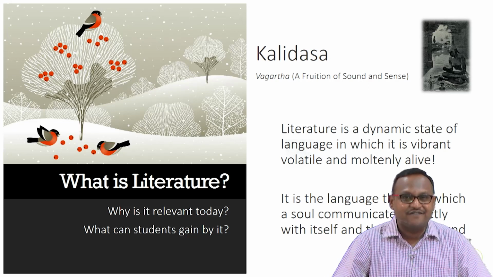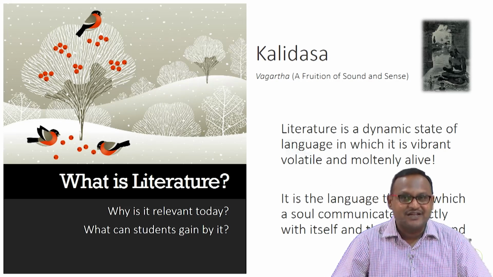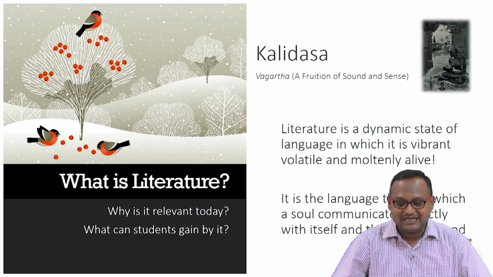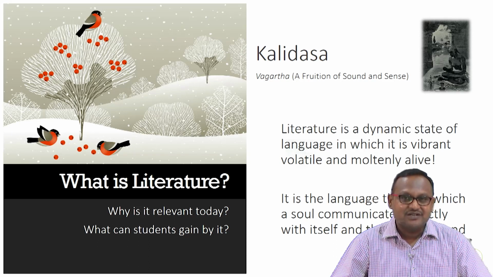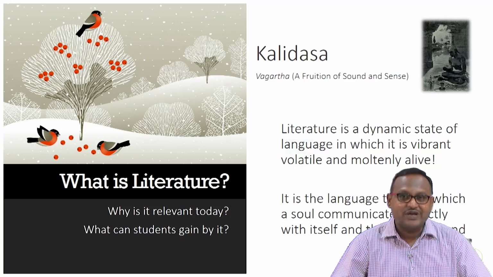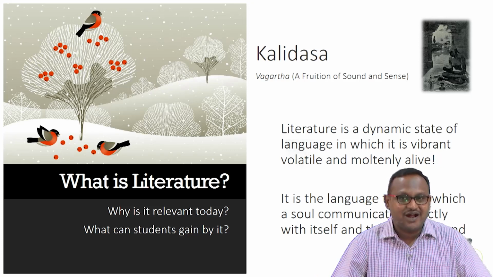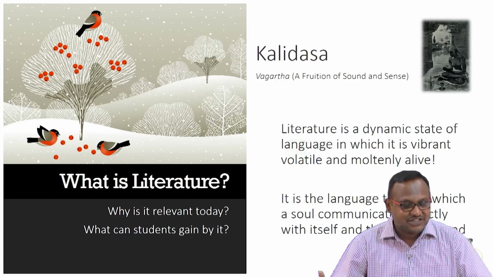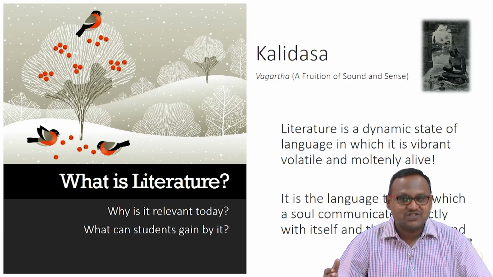That is why you have a definition of literature where you can call it a dynamic state of language, in which language is very volatile, vibrant, and simultaneously moltenly alive. It's something like that. You can also define literature as a kind of language through which a soul interacts with itself and also with the world around. So, it is basically the language of a soul, or the language of a human being, through which it explores its own nature as well as the life around.